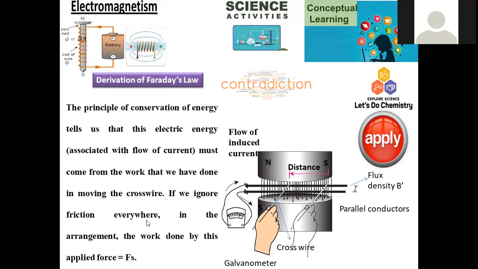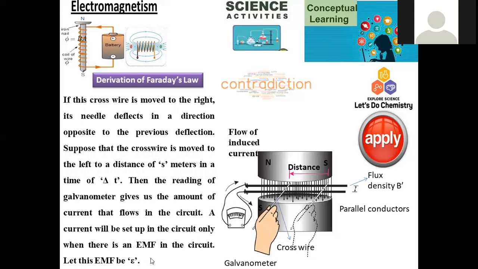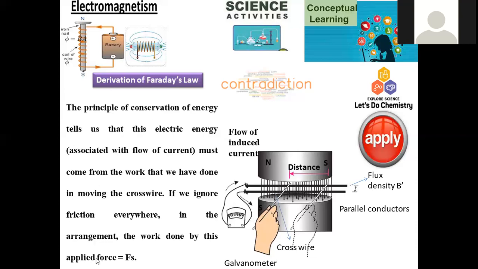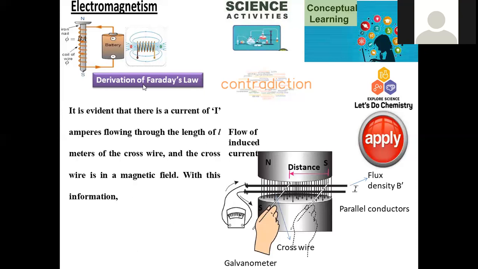If we ignore the friction everywhere, because whenever any two rubbing surfaces are present there is an opposing force with respect to each other, that is denoted as friction. That friction cannot be taken into consideration, because of friction some amount of energy gets wasted, right? That may not be taken into consideration. Almost it will be a negligible parameter. In this arrangement, the work done by the applied force is given by F. EMF is denoted with epsilon, and the force we are applying, the work we are doing on this, can be denoted with F.